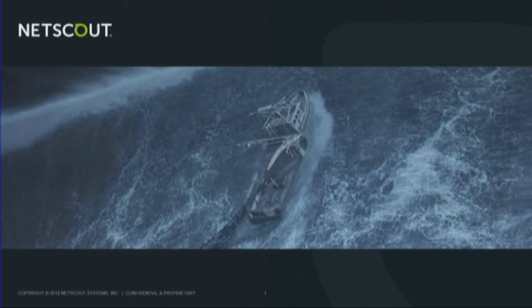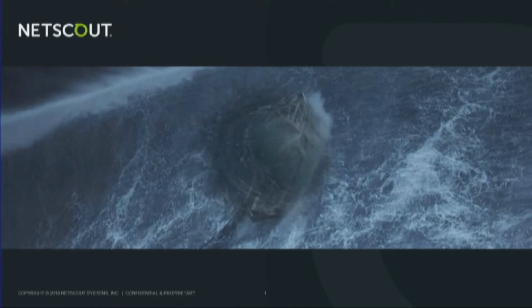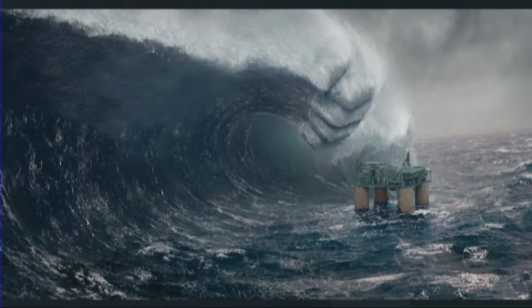I like this photo a lot because this is our life now. You are sailing in a very risky area. You have risks, you have threats, and you need to keep sailing. You cannot predict where you can get the hit. If you don't have proper visibility, you will never know how to predict, and you cannot proactively protect your assets.